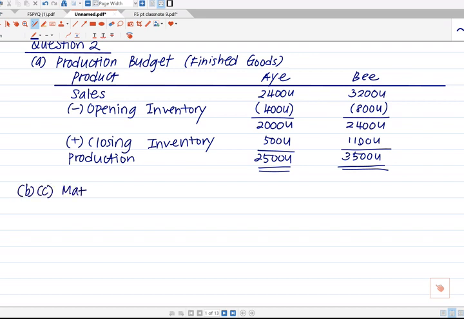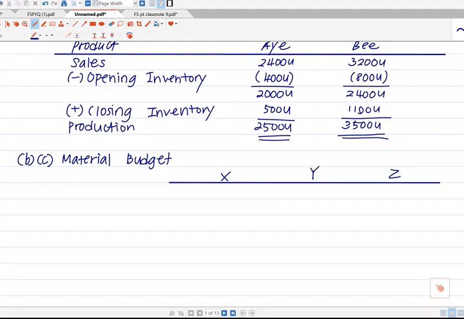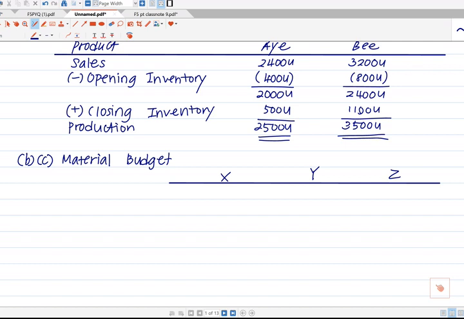Next, the material budget. How many types of material? 3. A, B, and C. Sorry, it's not A, B, C. What is that? X, Y, and Z. What is for X, Y, Z? Shall we?